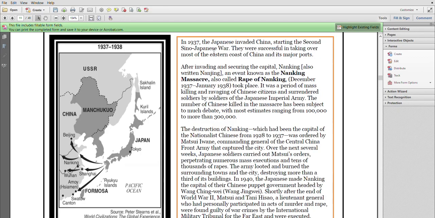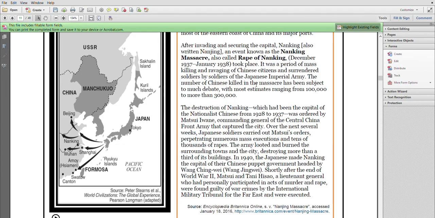In 1937, the Japanese invaded China, starting the Second Sino-Japanese War. They were successful in taking over most of the eastern coast of China and its major ports. After invading and securing the capital, Nanking, also written Nanjing, an event known as the Nanking Massacre, also called the Rape of Nanking, took place. And it took place between December 1937 and January 1938.